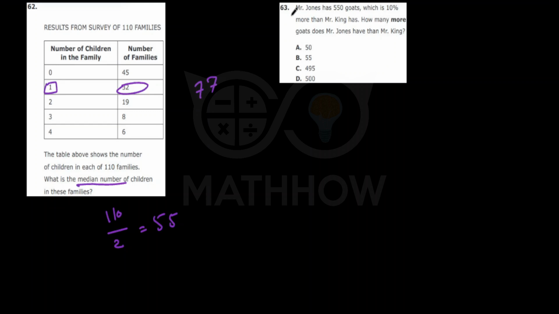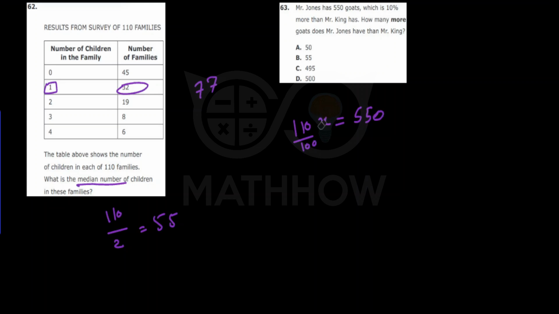Question number 63. Mr. Jones has 550 goats, which is 10% more than Mr. King has. How many more goats does Mr. Jones have than Mr. King? Mr. Jones has 550 goats. Suppose that Mr. King has x goats. Since Mr. Jones has 10% more, that means 110% of what Mr. King has is 550.